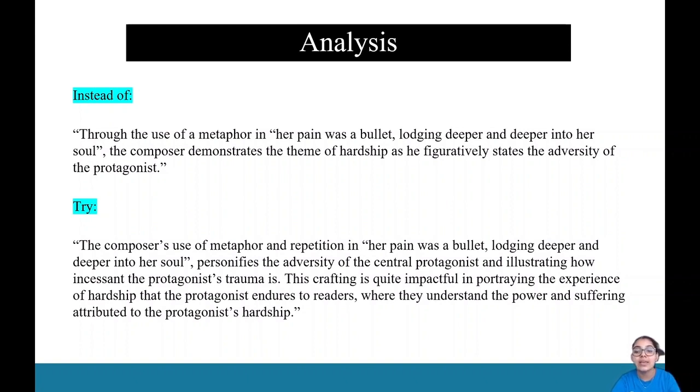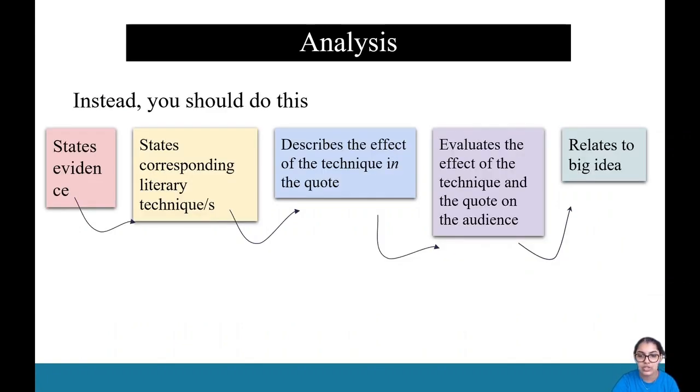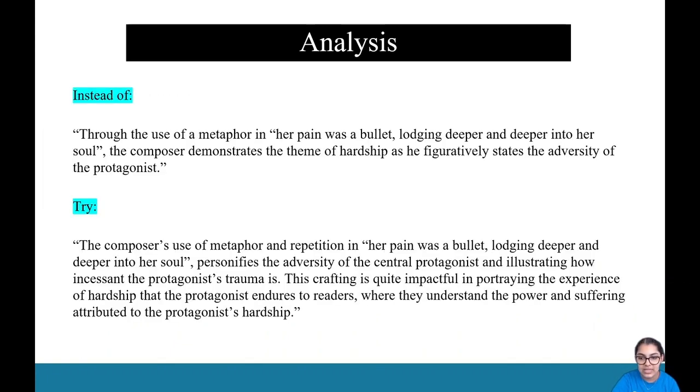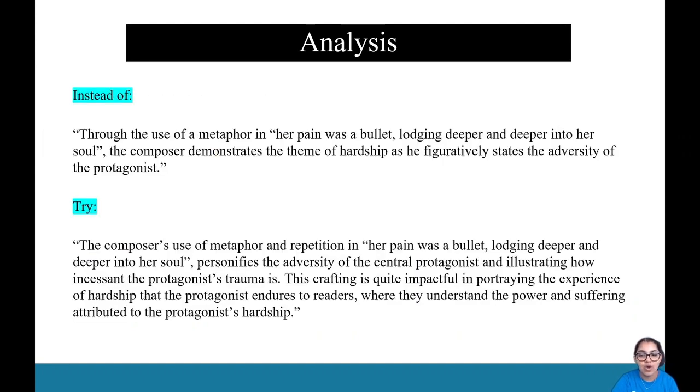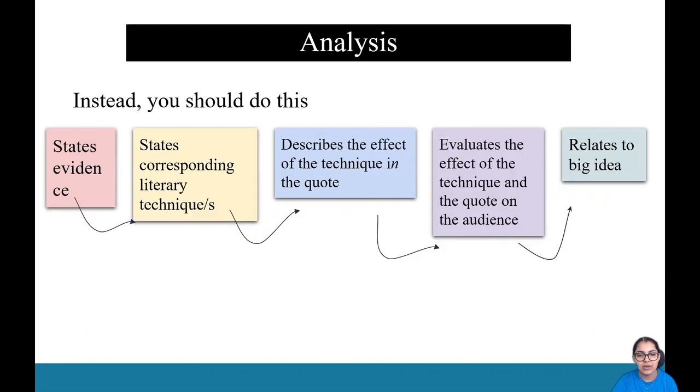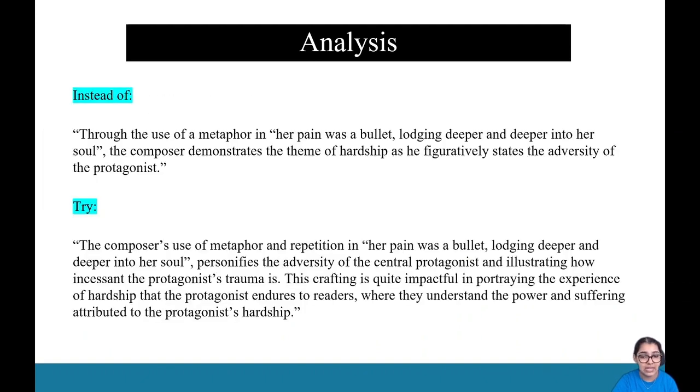So here we link it back, we elaborate on it. If I just go back, we've got the evidence here, we've got the technique here, we have described the effect of the technique, so how it personifies the adversity of the protagonist, and then we have the effect that it has on readers. It's quite impactful on readers, and then we link it back to the big idea here. That's what we want to aim to do.